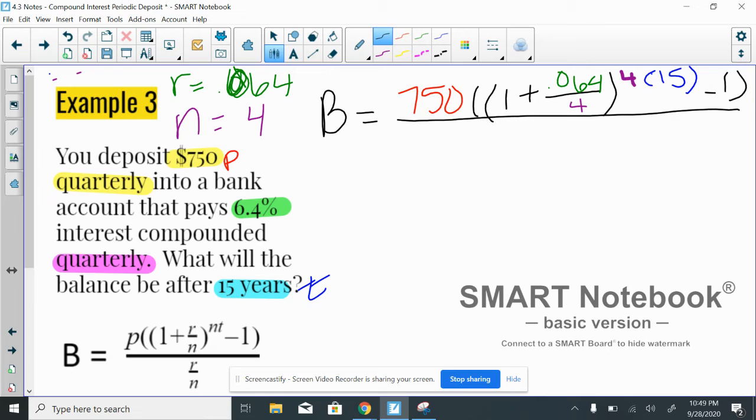2 parentheses after the deposit amount, -1 with parentheses after. Sorry, that doesn't look much like a -1, but we'll try to make it work. Denominator is just going to be the rate over n, which is going to be 0.064 divided by 4. Okay, so I'm going to go type this in just like it looks.